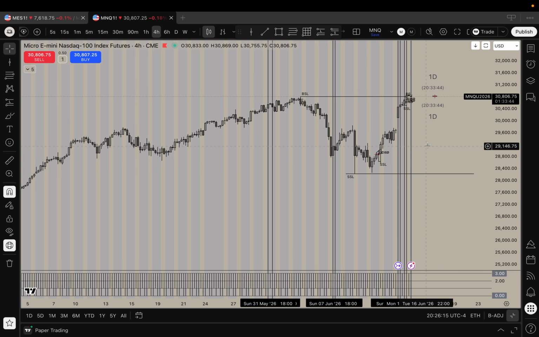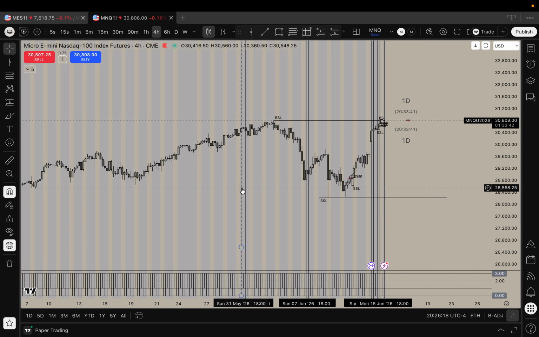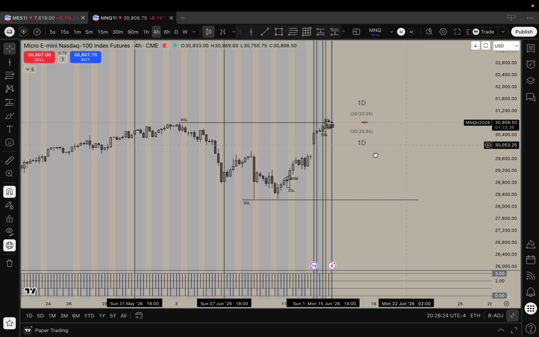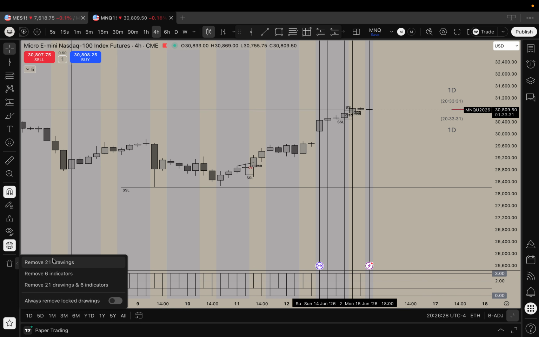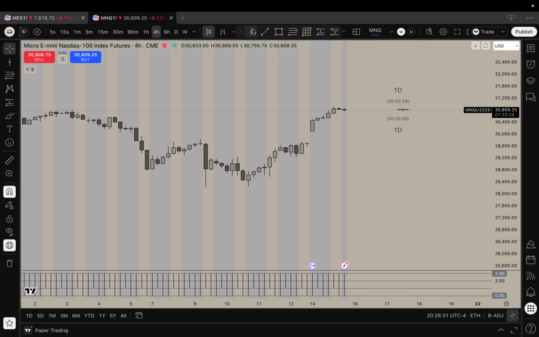Next, we're going to go to the 4 hour, and we're going to look at the week. I have a lot of reasons to look at the week. I need to get rid of all of these drawings. It's too much. Okay, so we've looked at the monthly. We think this week is going to be bearish and next week is going to be bearish.